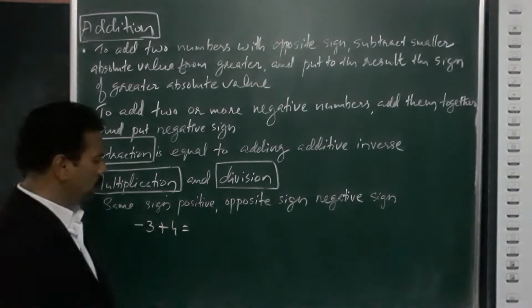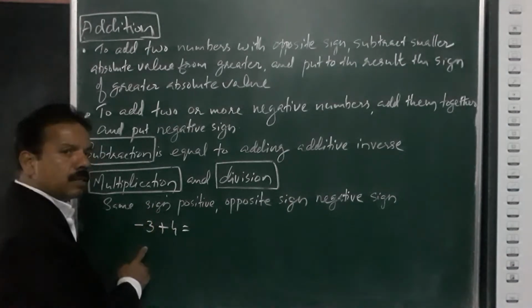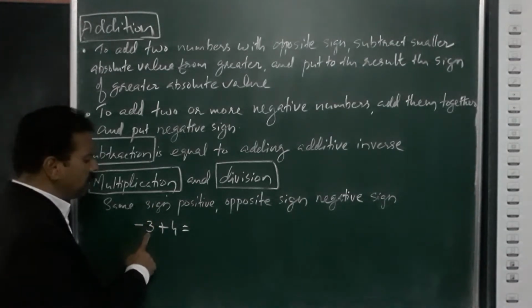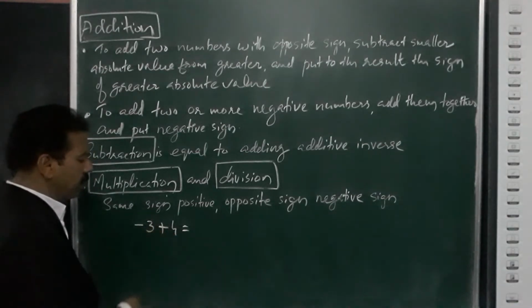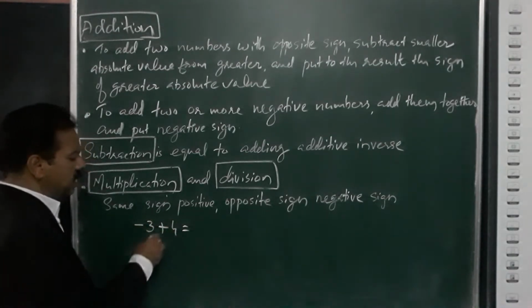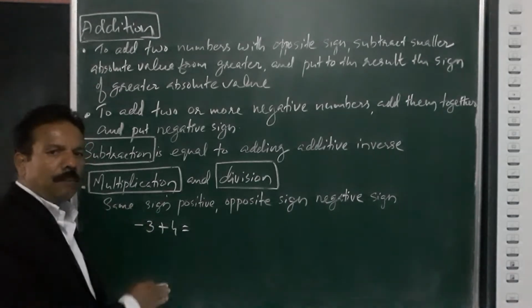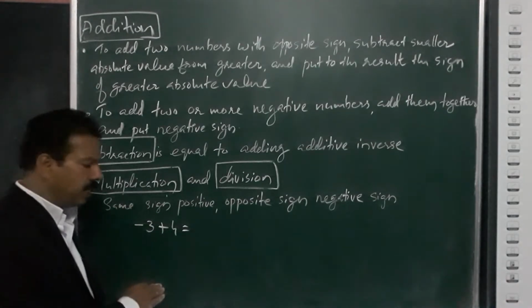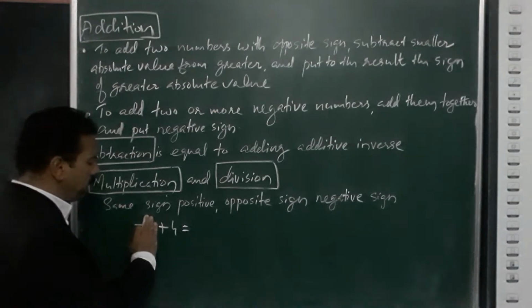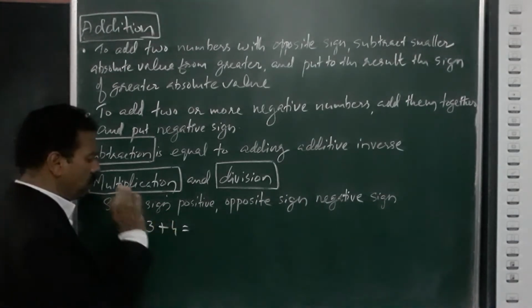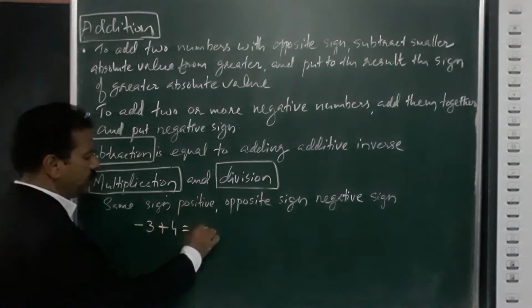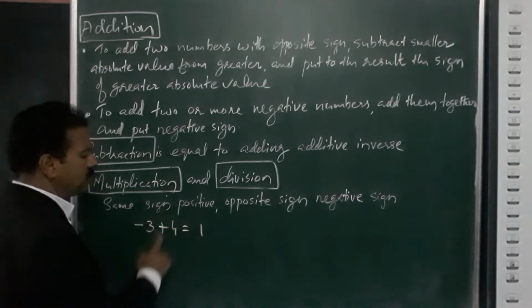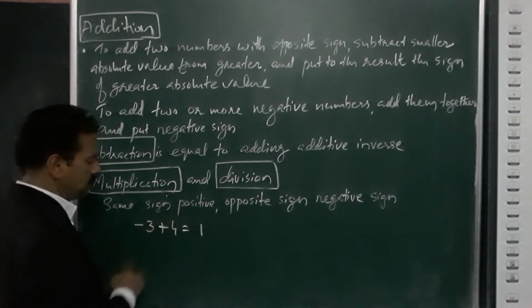Minus 3 plus 4. In this, minus 3 is negative, 4 is positive. To add two numbers with opposite sign, one negative, one positive, subtract the smaller absolute value. Absolute value means number without sign. The smaller absolute value of minus 3 and 4 is 3. Then subtract smaller from greater: 4 minus 3 is 1. Put the sign of the greater. The greater number is 4, its sign is plus.